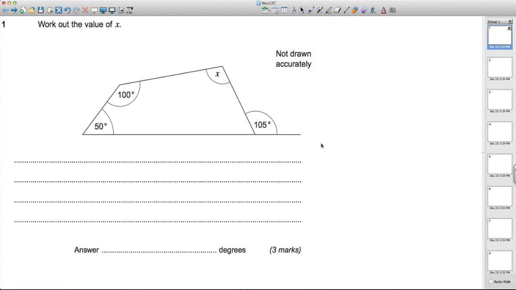Hi there, in the following video I will work through the November 2012 calculator paper, which is 2 hours long. Remember, full workings always required. Here's question 1. Work out the value of x. So we are asked to find this value here.